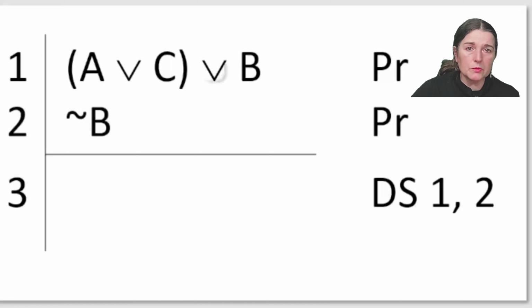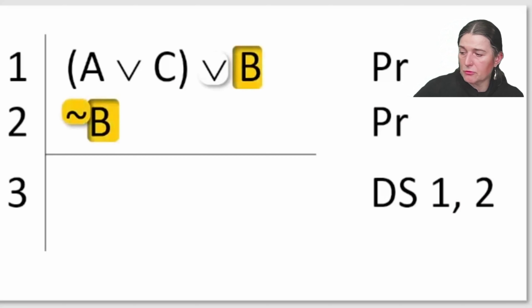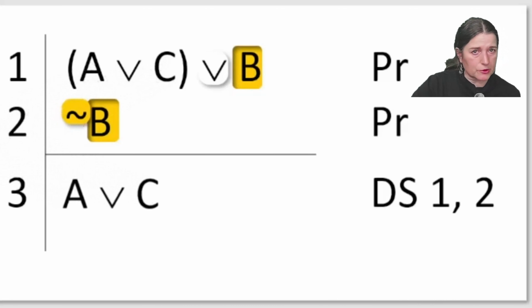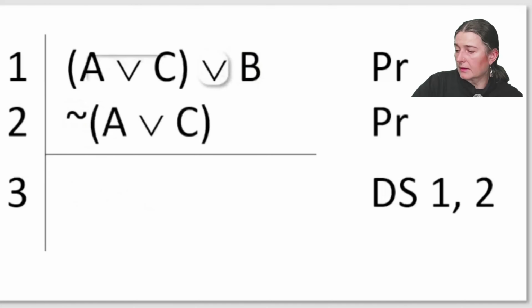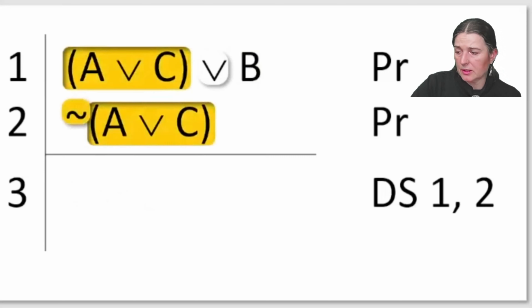But of course, we could be given propositions that would allow us to apply disjunctive syllogism. So if we're given not B, the negation of the second disjunct here, we could apply disjunctive syllogism to get the first disjunct. And likewise, if we had the negation of the first disjunct, we could derive the second disjunct by disjunctive syllogism.